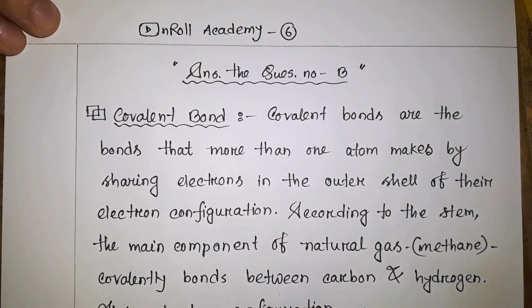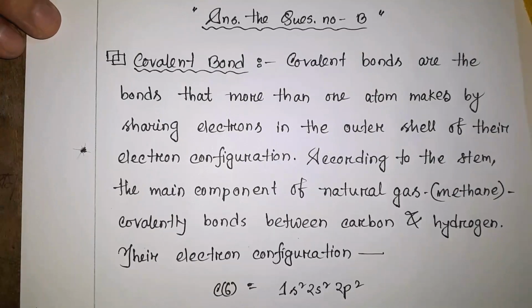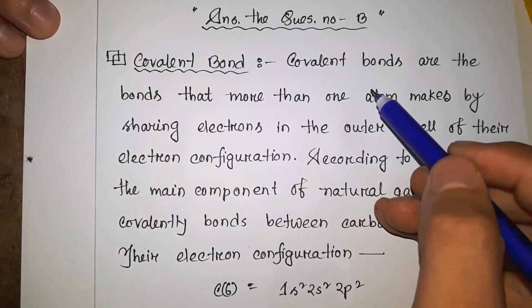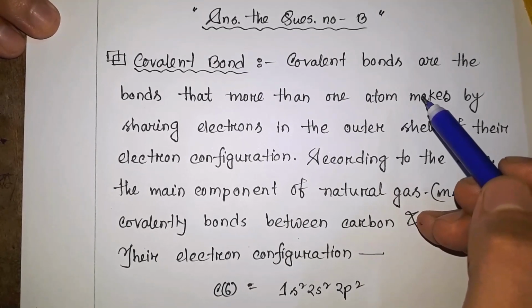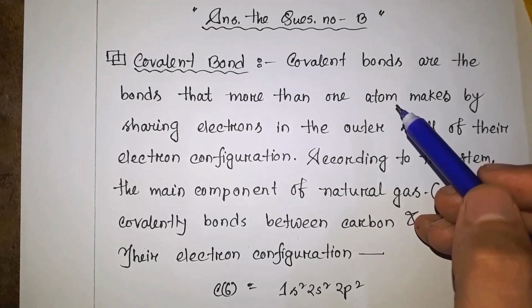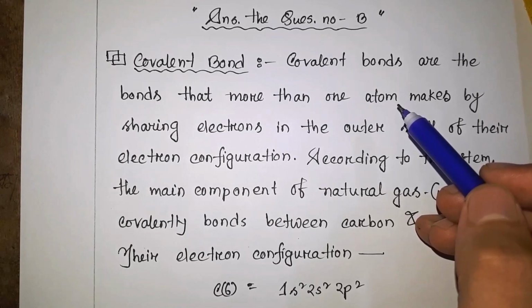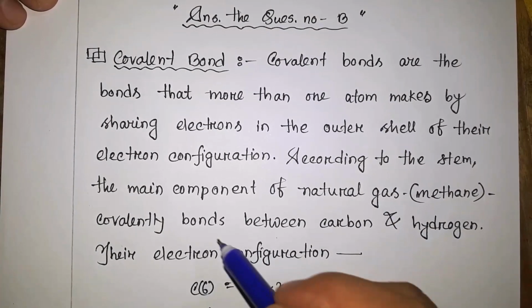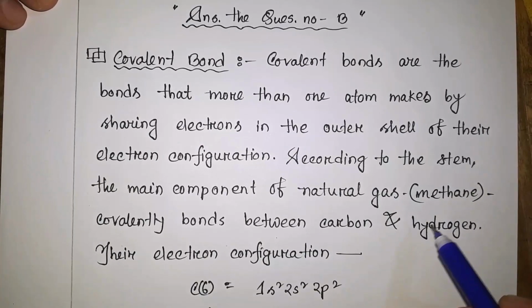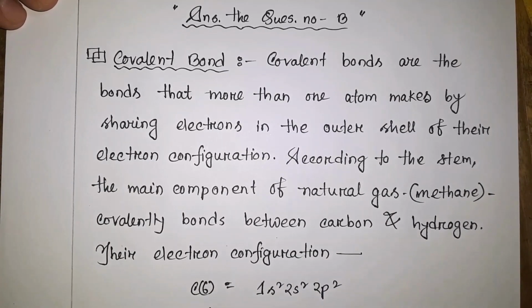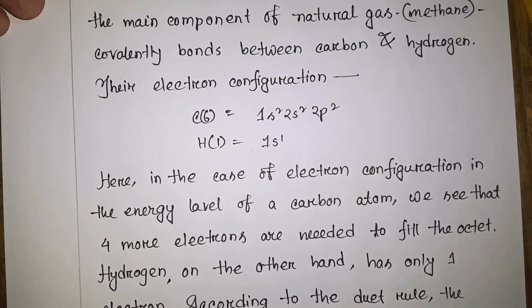Question number B. In question number B, we have to explain the process of forming a covalent bond in the methane molecule and its solubility in water. What is a covalent bond? A covalent bond means sharing of electrons, a bond that is made with the sharing of electrons. According to the stem, methane, the main component of natural gas, has covalent bonds between carbon and hydrogen. Let's see the electron configuration of carbon and hydrogen.